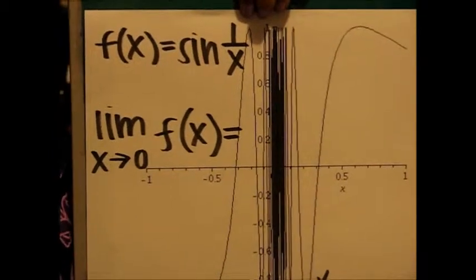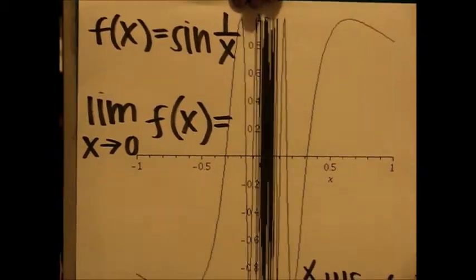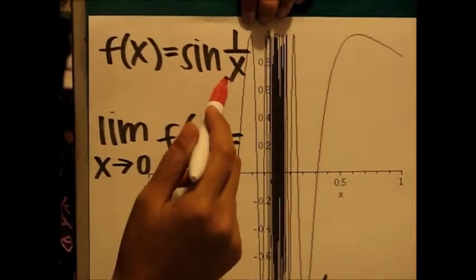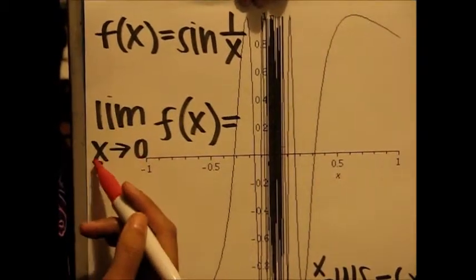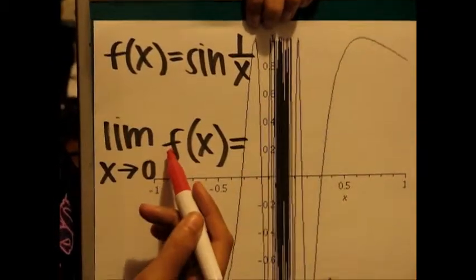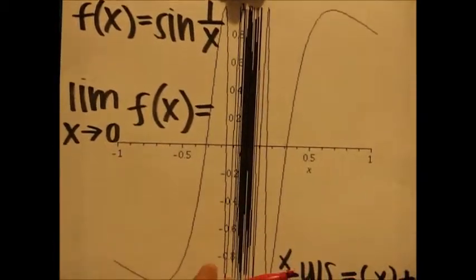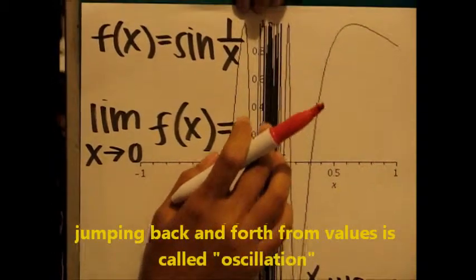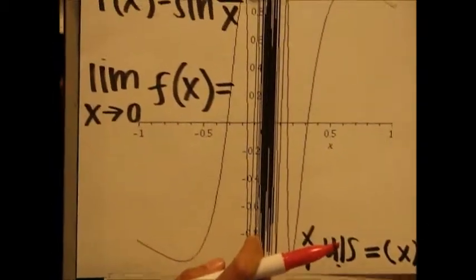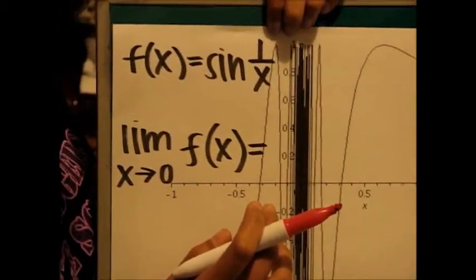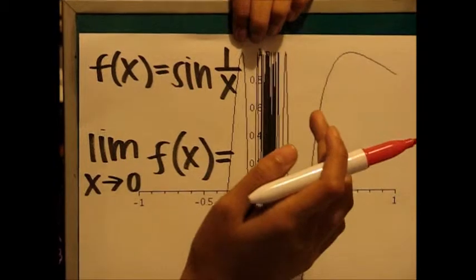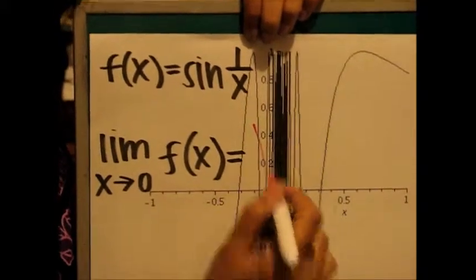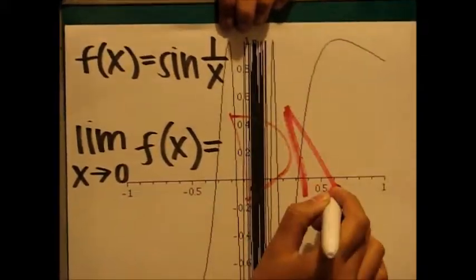So the last behavior is called oscillating behavior. So let's call this function f of x, which equals sine 1 over x. And now we're trying to find the limit as x approaches 0 of the function f of x. As you can see in this graph, as x approaches 0, the graph jumps back and forth between 1 and -1, which means that the limit is differing between 1 and -1, which means this graph does not have a limit.